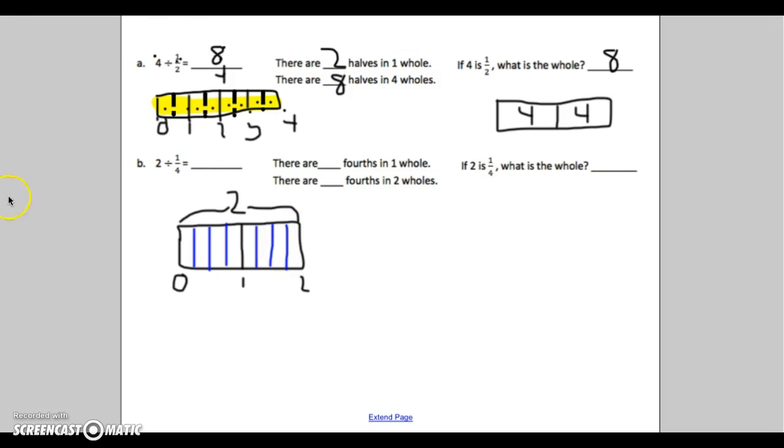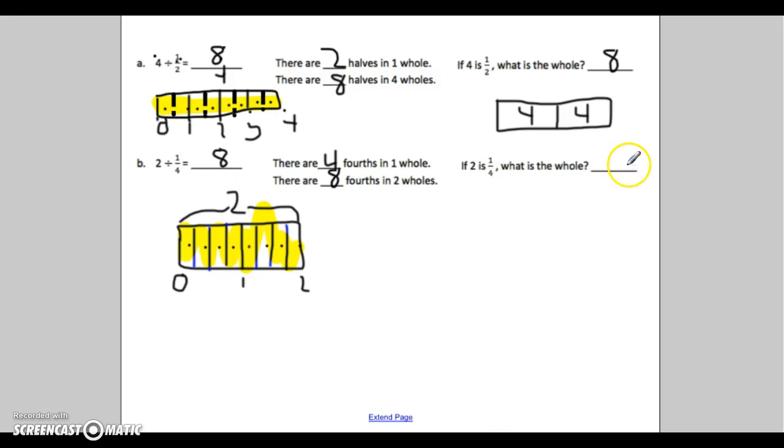So you can see then it asks me to say there are blank 4ths in 1 whole. Well, this is 1 whole, and there are 4 4ths inside of 1 whole. If I continue on down to the next whole, so I count all 2 wholes, I can see that there are 8 4ths in 2 wholes, and that's my answer. 2 divided into 4ths is 8. You can count them. 1, 2, 3, 4, 5, 6, 7, 8. In 2 wholes, there are 8 4ths.